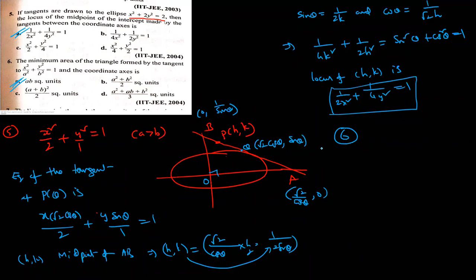Okay, good. See what you are observing: in 2004, they asked two questions from the ellipse. Compared with hyperbola, most of the questions they ask are on the ellipse only, especially from these two chapters.